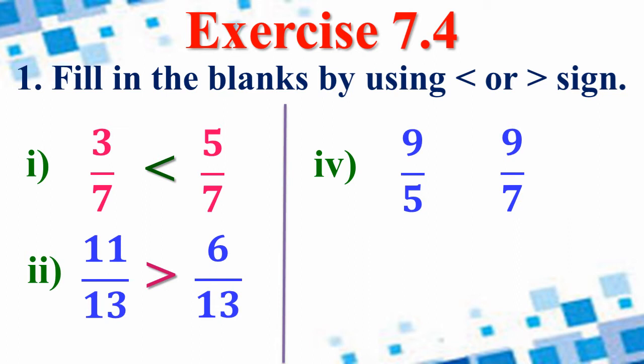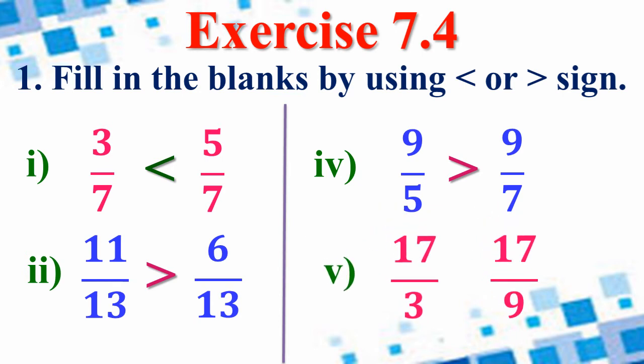Here the fractions have different denominators but the same numerator, so those are unlike fractions. We already know that if fractions have the same numerator but different denominators, then the fraction with the smaller denominator is greater and the fraction with the greater denominator is smaller. Therefore, 9 by 5 is greater than 9 by 7.